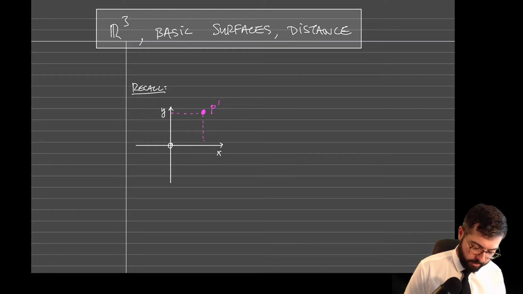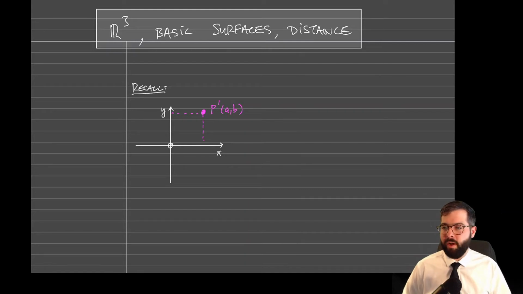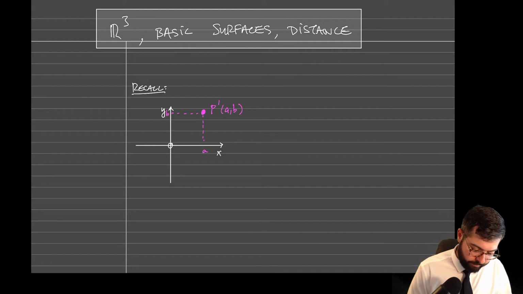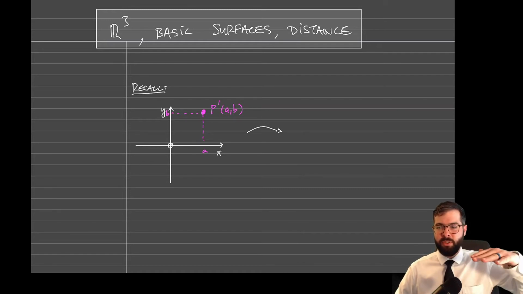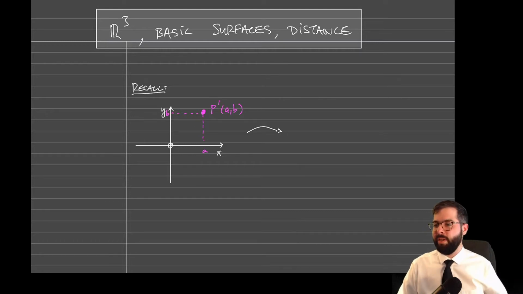So we have some point P prime with coordinates A, B. What does this look like in 3D? Well, 3D is an extension of R2. Or another way you could think about it is that R2 is really embedded inside of R3, right? You've really been in R3 this whole time, you just didn't know it, okay?